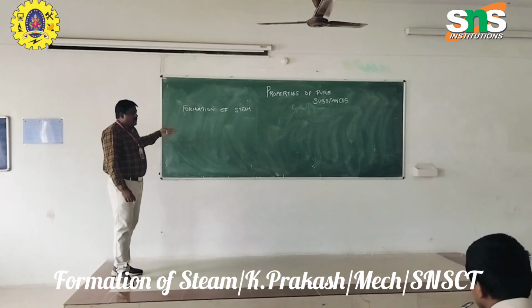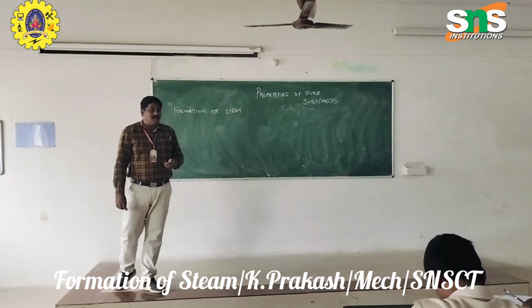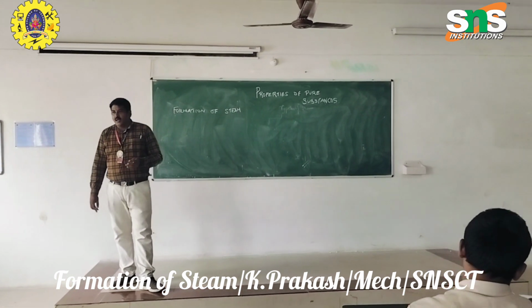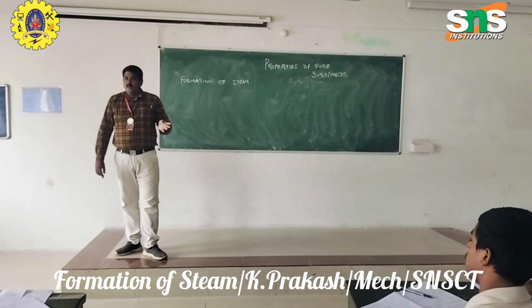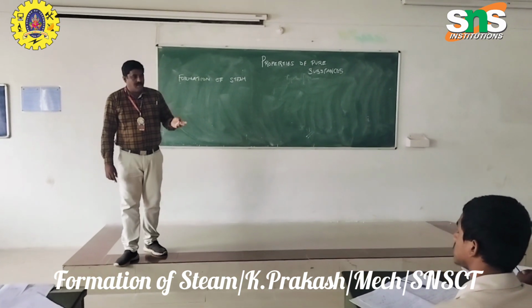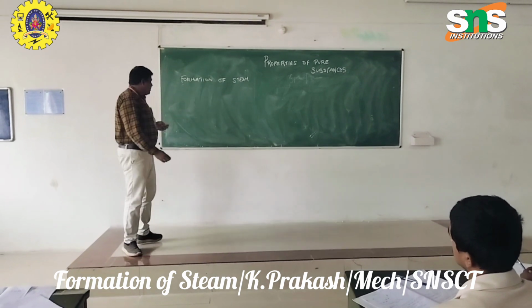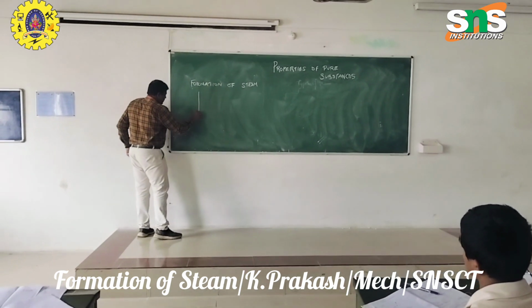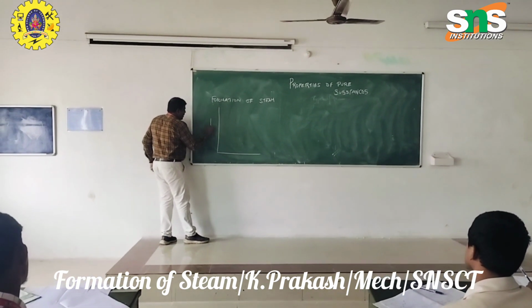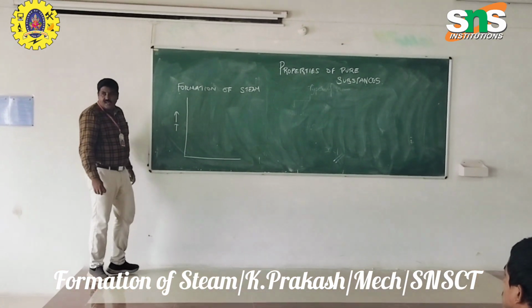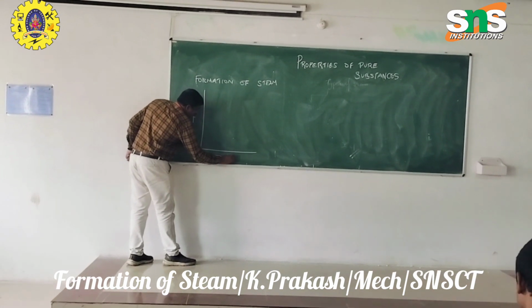As we discussed earlier, what happens to the solid ice when heat is supplied? It is converted into liquid, and then when heat is supplied again, it is converted into water vapor, into wet steam and superheated steam. This can be plotted with the help of a temperature and volume diagram.